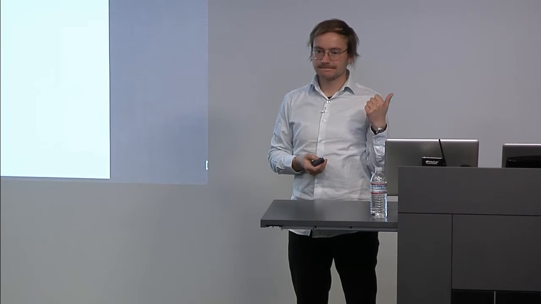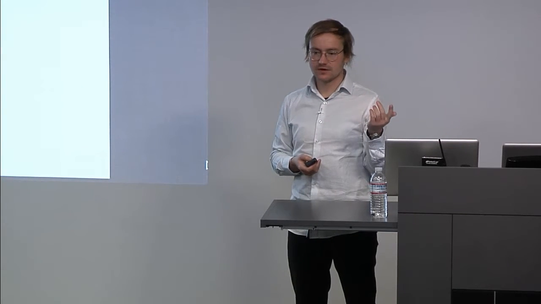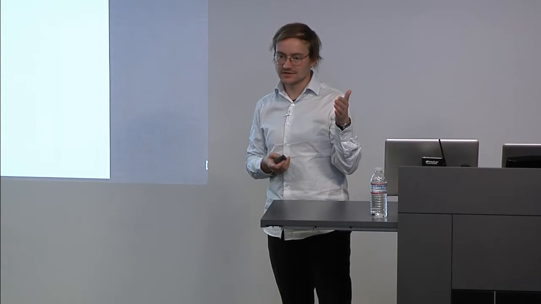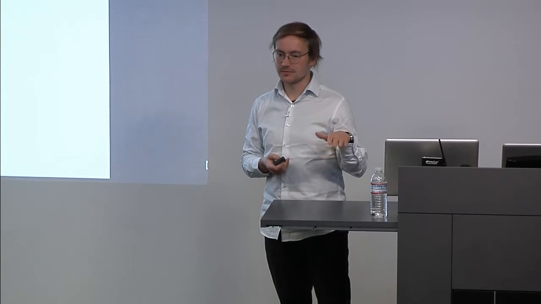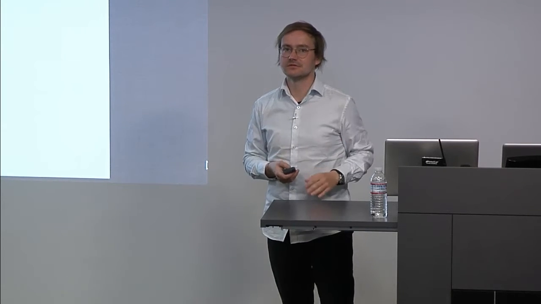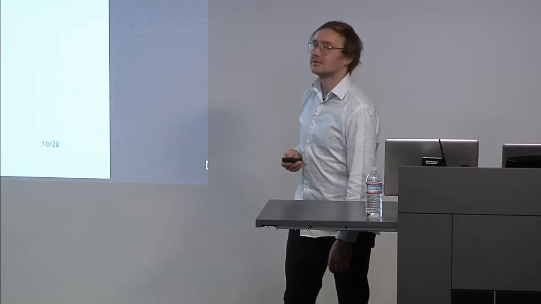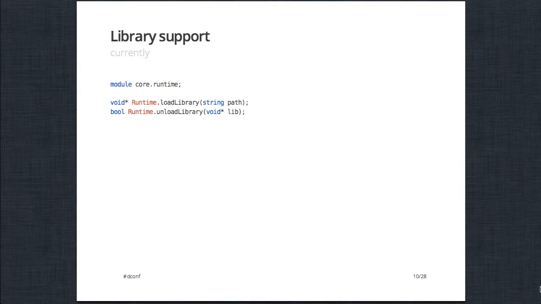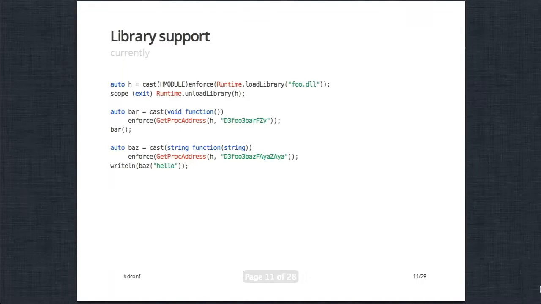So we do have Windows support for DLLs for quite some time. And as of now, we have support on Linux for linking against shared libraries, because we implemented all that garbage collection and other runtime interfacing. This is what the runtime library supports. It's two functions. One is load library, the other one is unload library. Load library returns a void pointer, and unload library takes a void pointer. That's about it.